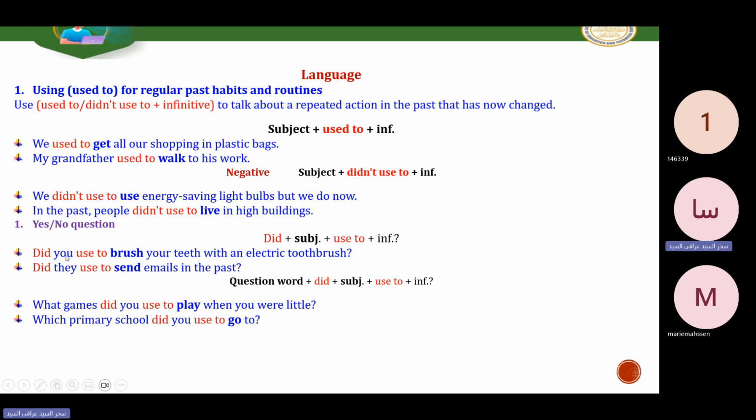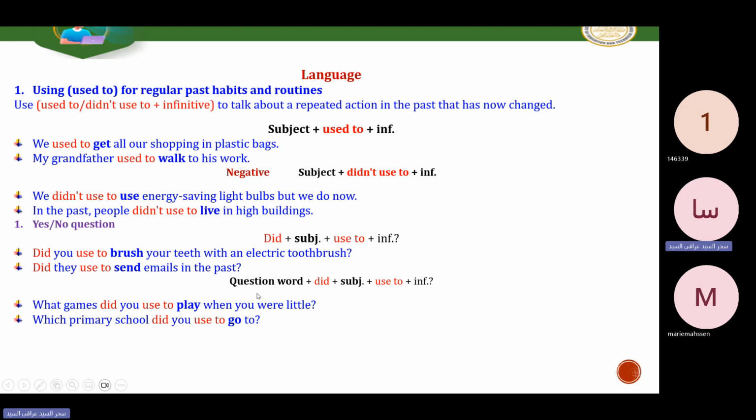Question 4. Did you use to brush your teeth with an electric toothbrush? Of course, notice here we omit the "d" because we have "did". The infinitive form of "used to" is "use to". Of course, it's followed by an infinitive. Did doesn't affect the infinitive form here. It affects "used to". Did they use to send emails in the past?